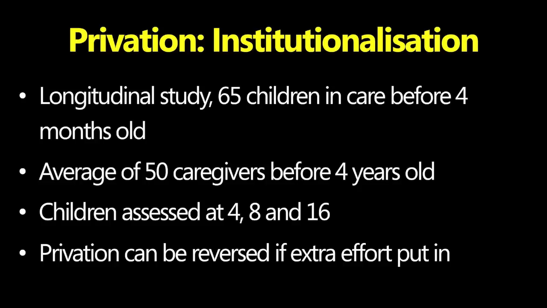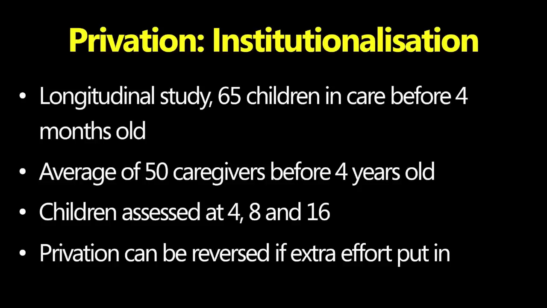Okay. So, Tizard and Hodges is the key name. And by the way, if you have to discuss any studies into privation, discuss this one, because this is the big one, I'd say. Get most marks for it. So, it's a longitudinal study, so that means it goes on a bit. That follows 65 children that had been taken into care before they were 4 months old.